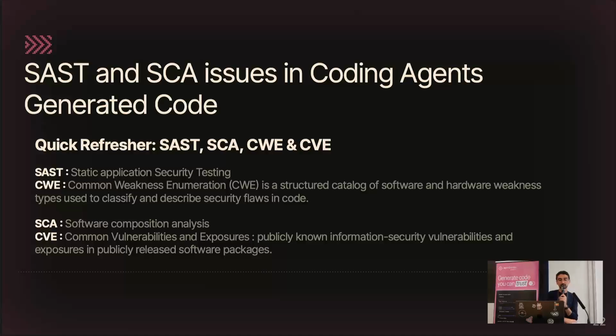And SCA is the abbreviation of Software Composition Analysis. It finds what we call CVEs, Common Vulnerabilities and Exposures, which are publicly known information security vulnerabilities and exposures in publicly released software packages. Like you can say version 5.2 in NPM is malicious, and most of the time it's published in the National Vulnerability Database, which is handled by the American government.